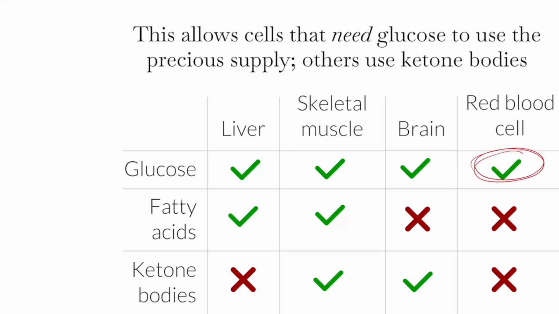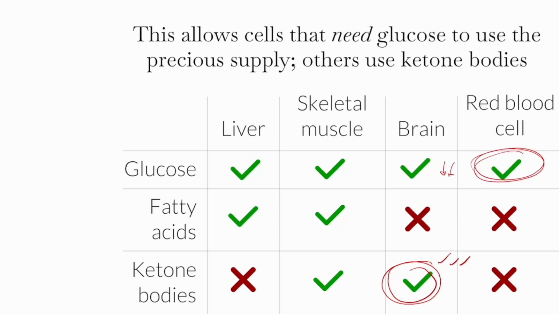So red blood cells, they can't use ketone bodies. They don't have mitochondria, right? But they can use the glucose that's being made by gluconeogenesis. The brain, on the other hand, can use ketone bodies because they're small and can diffuse across the blood-brain barrier. So when glucose concentrations go down, ketone bodies can start to fill in that gap.